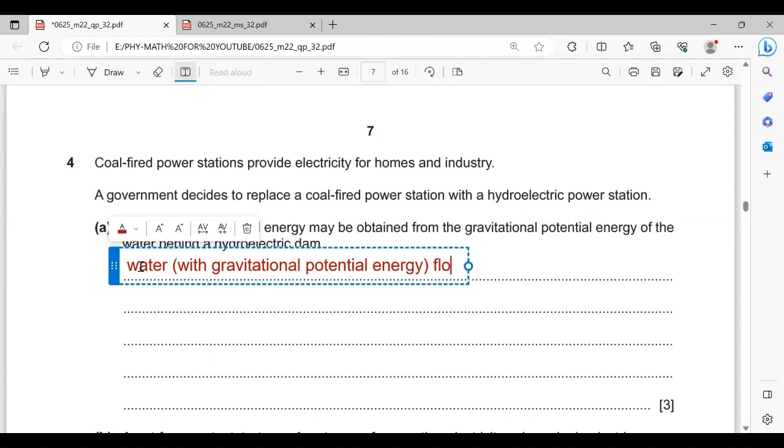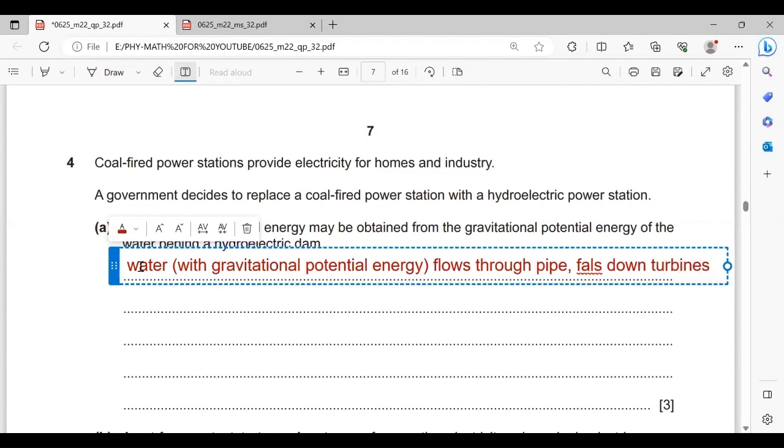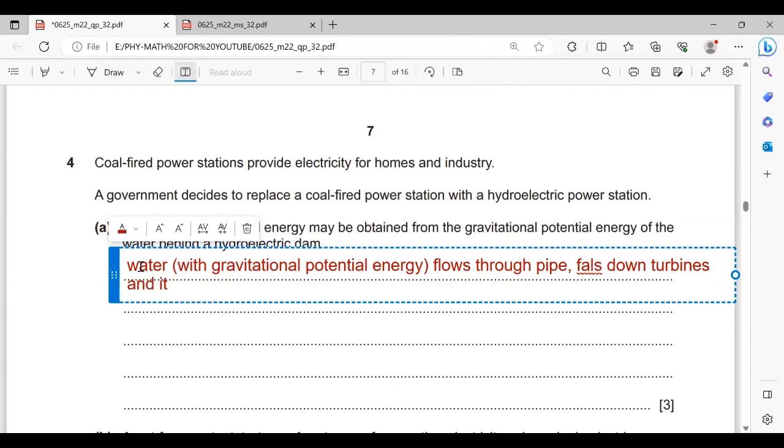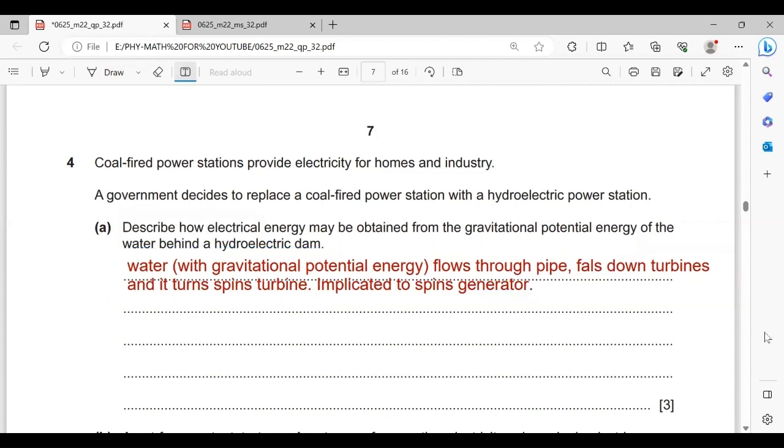Okay, it flows through a pipe, and then afterward falls down to turbines, and it spins the turbine, which is connected to spin the generator. Okay. Next, B.